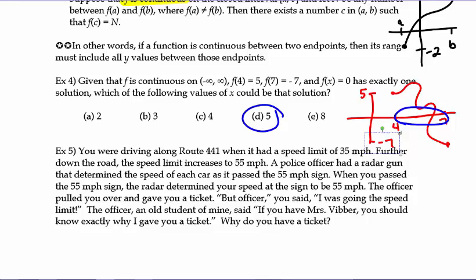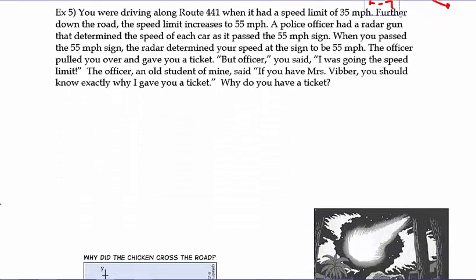And then last but not least is a question I made up myself. You're driving along 441 when it had a speed limit of 35 miles an hour, okay, right by Penfield Trophies there. And then further down the road, your speed limit increases to 55 miles an hour. So that's as you're going down the hill and you're heading toward 490. Police officer has a radar gun that determines the speed of each car as it passed the 55-mile-an-hour sign. So he's right at the sign. When you pass that sign, the radar determined your speed at the sign to be 55 miles an hour.